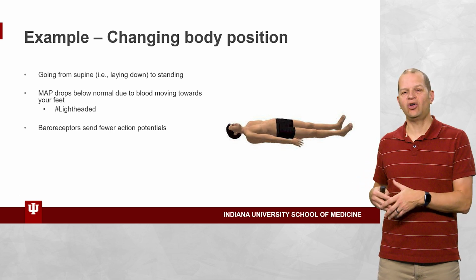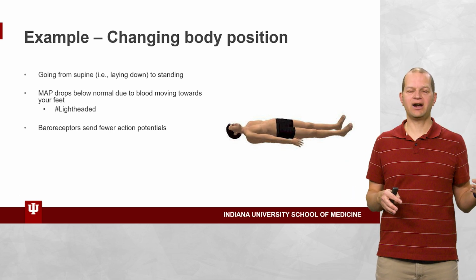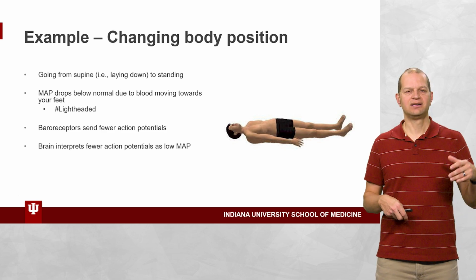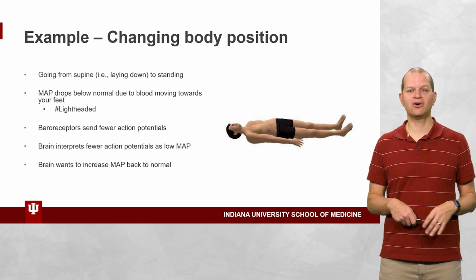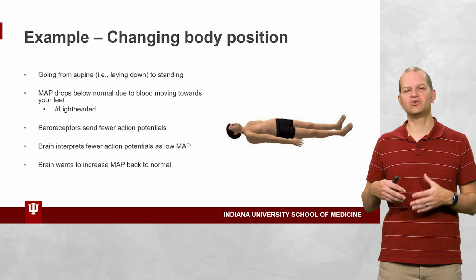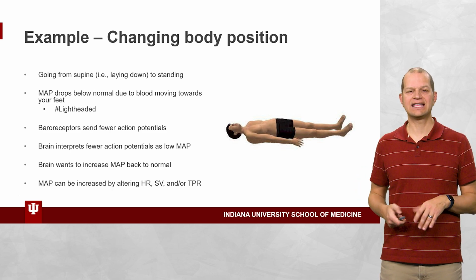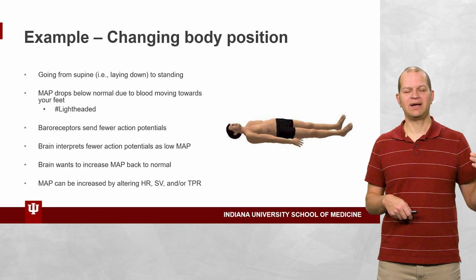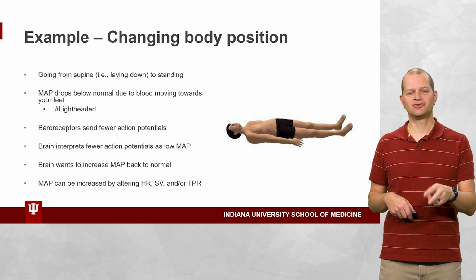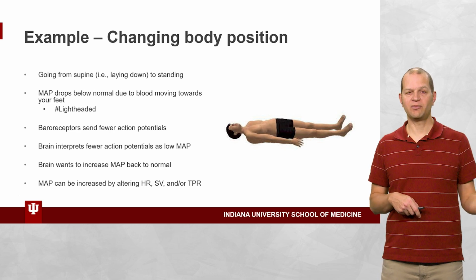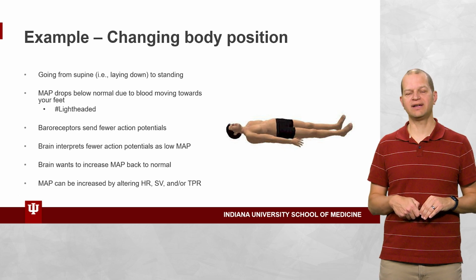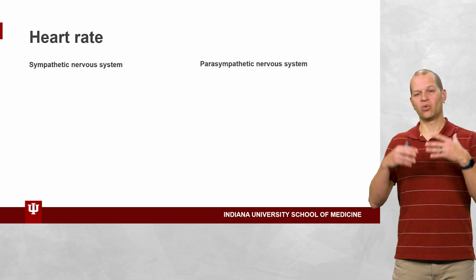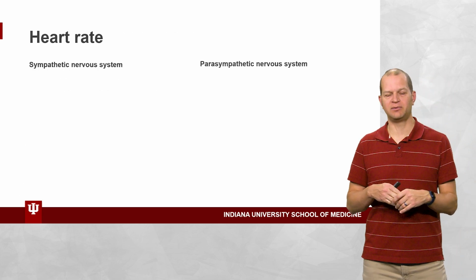Right? As a result, because pressure has reduced, the baroreceptors aren't as stretched out, and so they send out fewer action potentials. The brain now knows pressure is low, and so it wants to do something to get it back to normal. Again, negative feedback loop. The brain will do this by affecting heart rate, stroke volume, and resistance. Remember, mean arterial pressure equals heart rate times stroke volume times total peripheral resistance. So we're going to go through each of these variables on one slide.